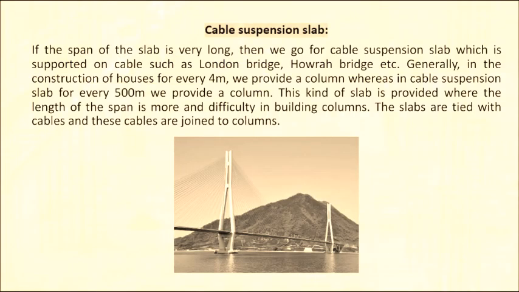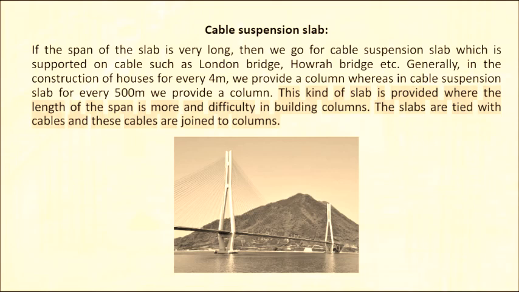Cable suspension slab. If the span of the slab is very long, then we go for cable suspension slab, which is supported on cable such as London Bridge, Howrah Bridge, etc. Generally, in the construction of houses, for every 4 mm, we provide a column, whereas in cable suspension slab for every 500 mm we provide a column. This kind of slab is provided where the length of the span is more and difficulty in building columns. The slabs are tied with cables and these cables are joined to columns.